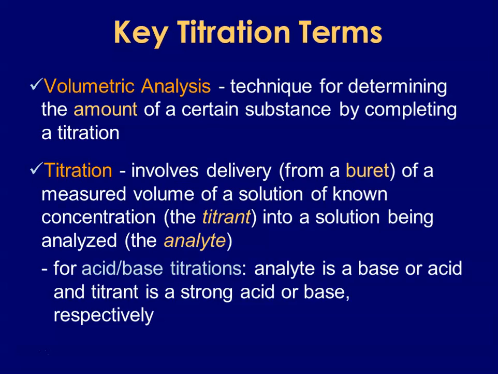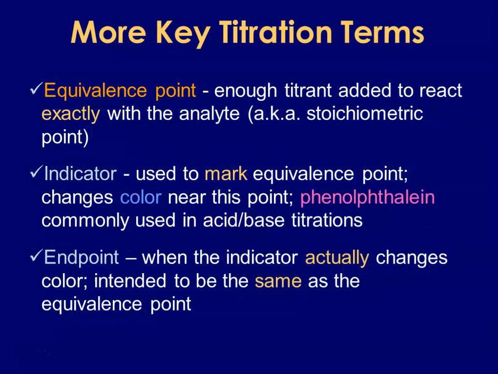Using a burette, you are able to, in this example, titrate a volume of known solution, the titrant, into a solution being analyzed, the analyte. We actually flipped it because we knew what we were titrating with. We needed to determine the concentration of the titrant in our example. So with acid-base solutions, both your analyte and your titrant will either be an acid or a base. Can't have two acids, can't have two bases, one or the other.